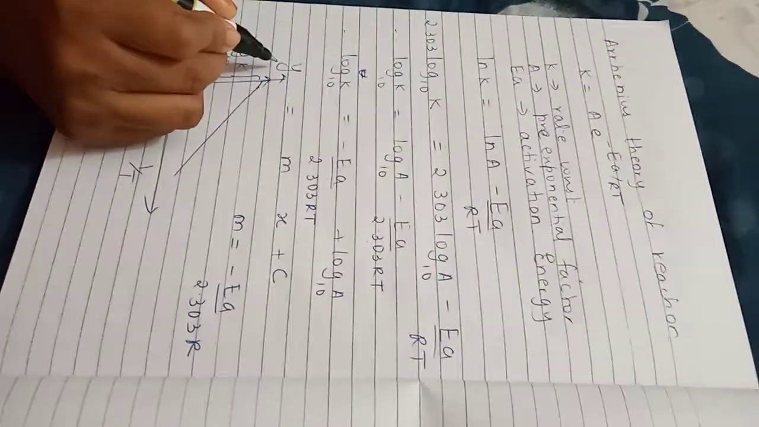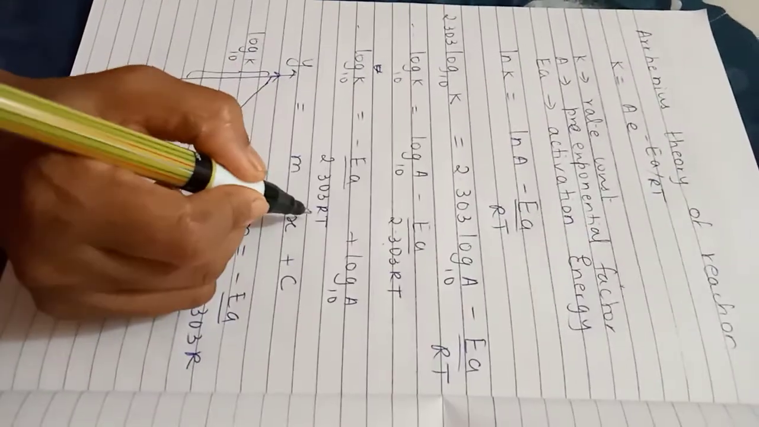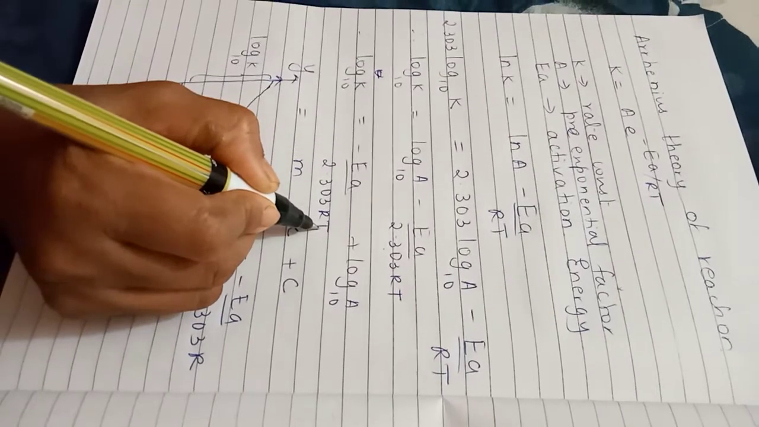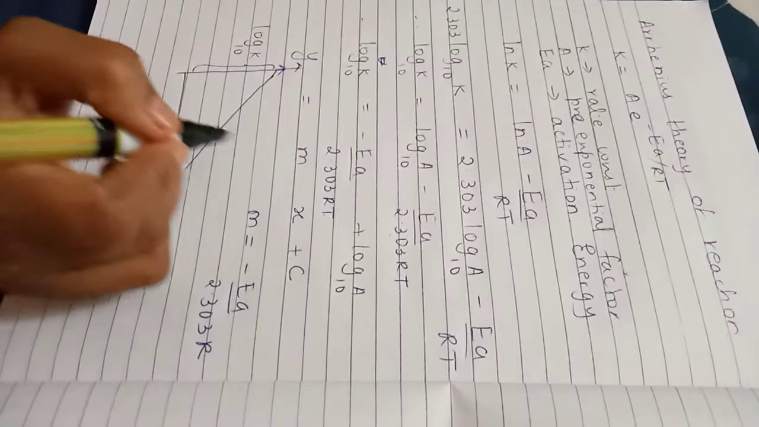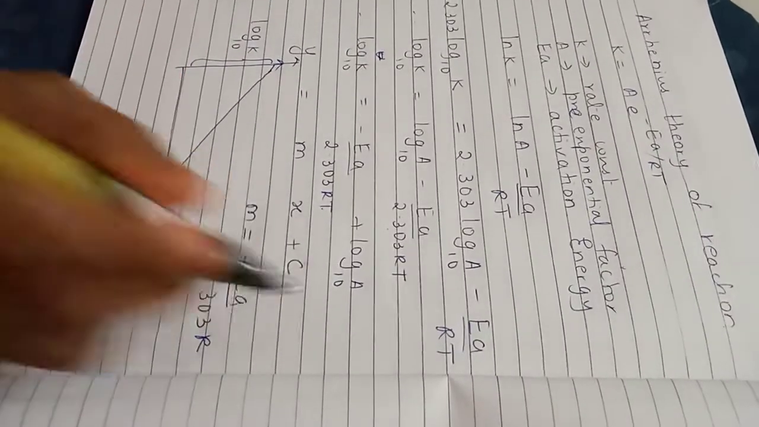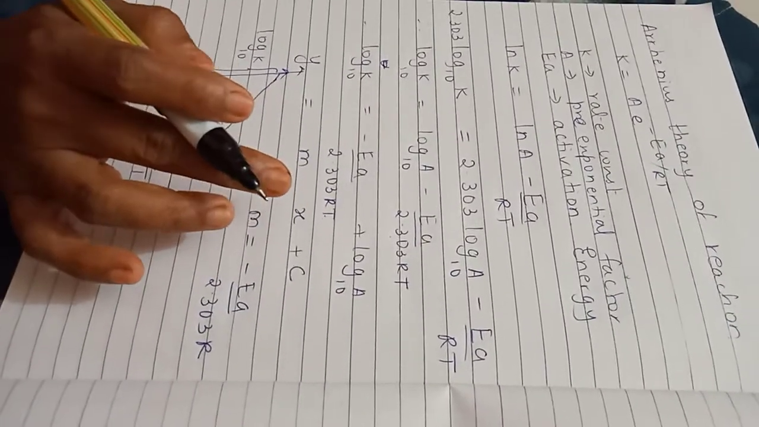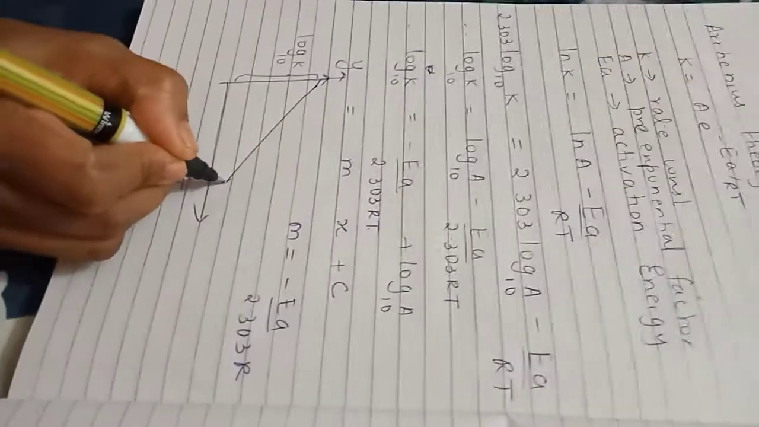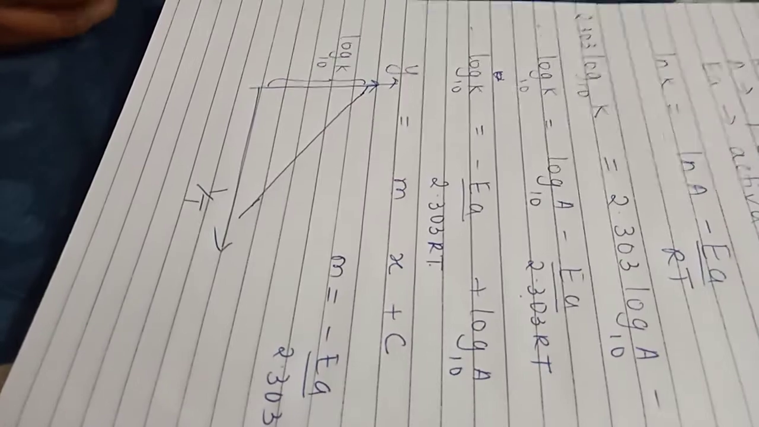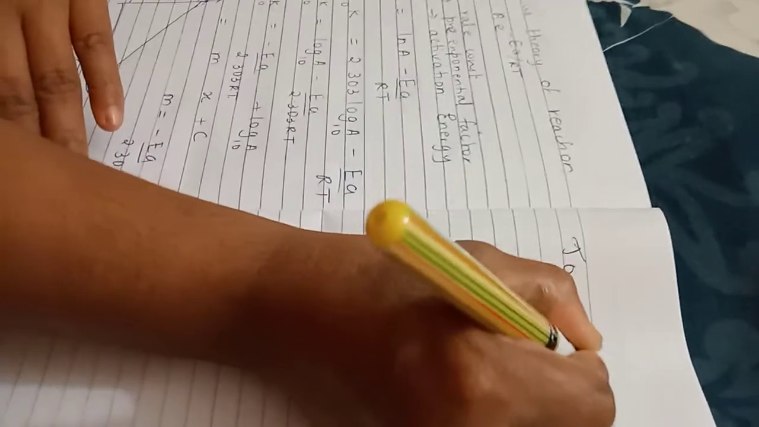Okay, that's it. Means log K along the y-axis you have to plot 1 upon T, that is x, along the x-axis, minus Ea upon 2.303 R you get as the slope, and with log A as the intercept. This is the intercept here. Are you okay with this? Is it fine now?